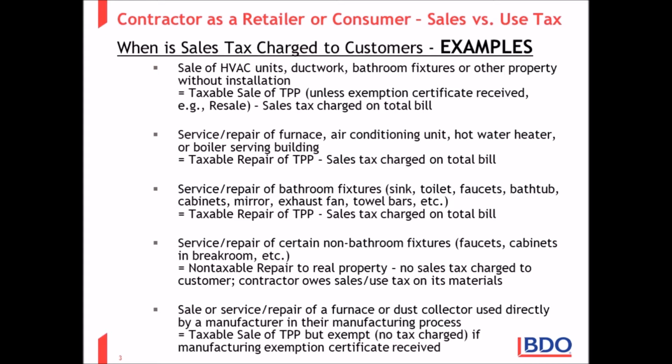The next four bullet points involve services, and the rules in Wisconsin are somewhat complex as to what items are real property and what items are personal property for service work. Because we have limited time in today's session, we're not going to go through each of the examples, but the examples are to make you aware that the service of HVAC units, bathroom fixtures, and certain other items is treated as a service to personal property, even though upon installation it might be real property. So there are those distinctions that we're just trying to make you aware of before we get into these exemptions.